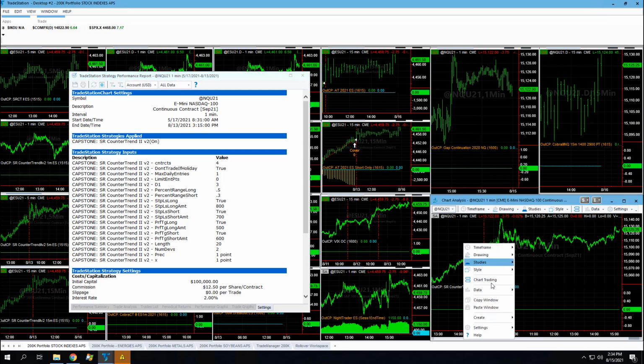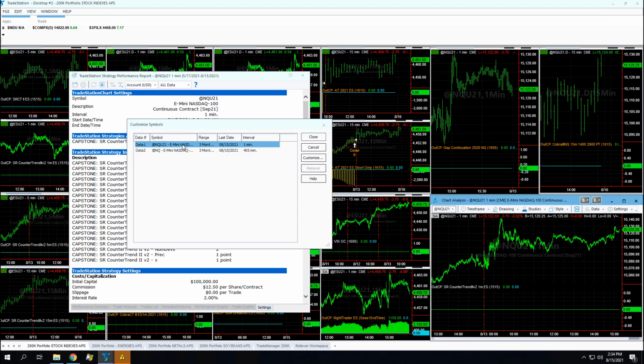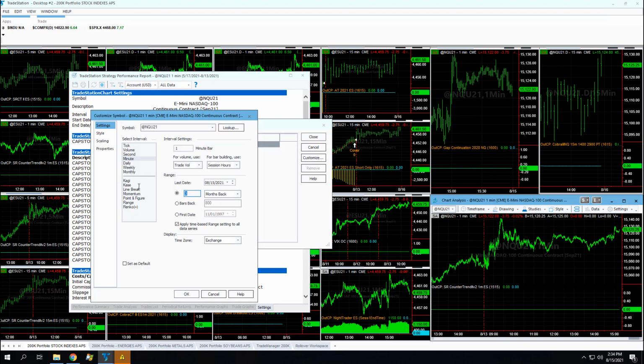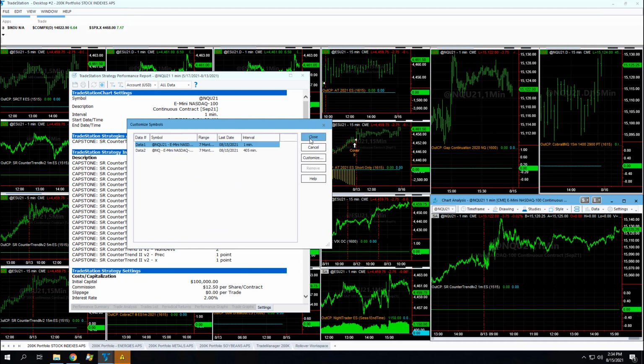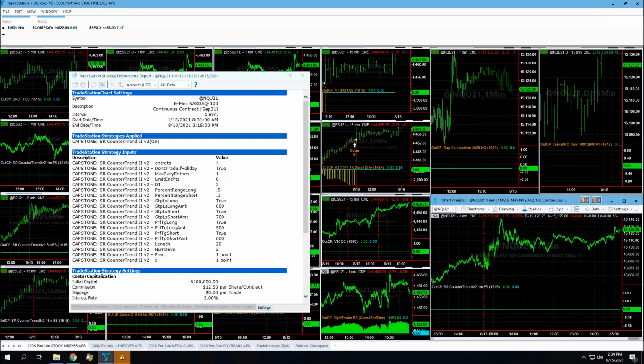data, edit symbol, expand this. I'm going to go 7 months back. This is not a strategy that trades frequently. So now we have it.